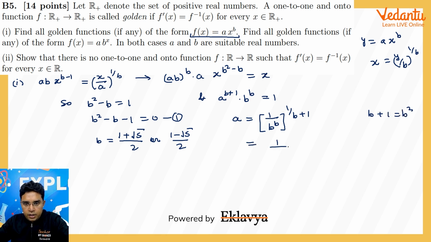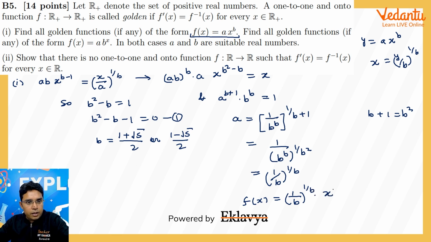So I can write this as (1 upon b power b) whole power 1 upon b square, which gives us (1 upon b) whole raised to the power 1 upon b. So here the function that is a possibility is f x is equal to (1 upon b) whole raised to the power 1 upon b into x power b, where b is given by this. And there is one more thing I will say, that if we take the other root, then this base will become negative and the power will be irrational. That is not defined. So I think only this root will be taken, (1 plus root 5) upon 2.